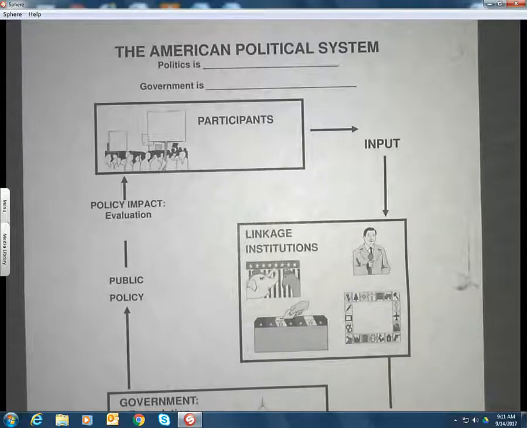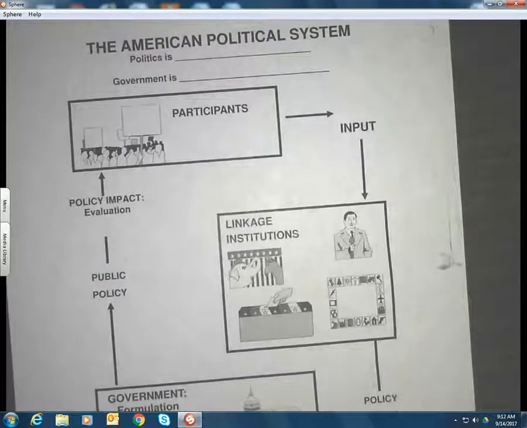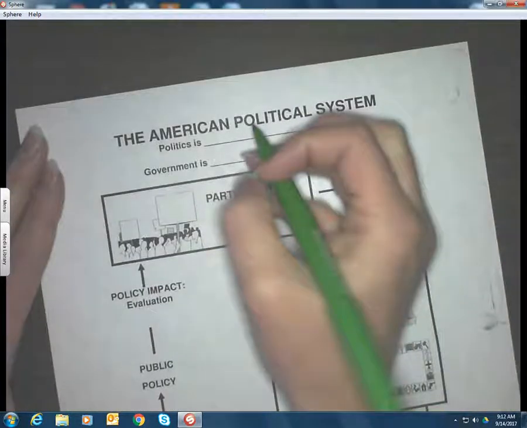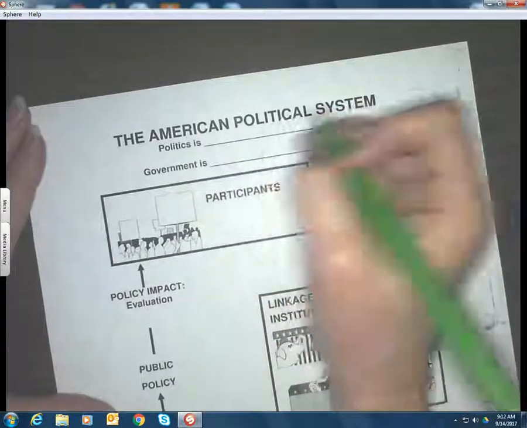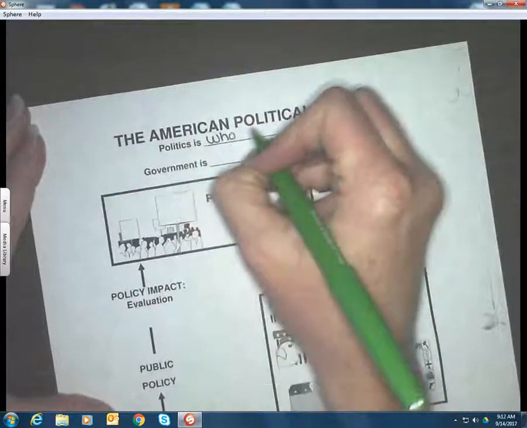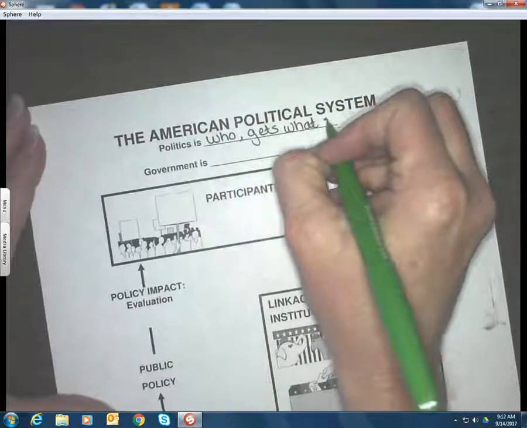So when we talk about the American political system, I want to start by differentiating these two concepts, because that's really important. According to the College Board, this class is actually called American Government and Politics. Those are actually different things, though we tend to use them interchangeably outside of a political science class. Politics is, and this is not a fancy definition, but it's the commonly accepted definition, who gets what and how they get it.